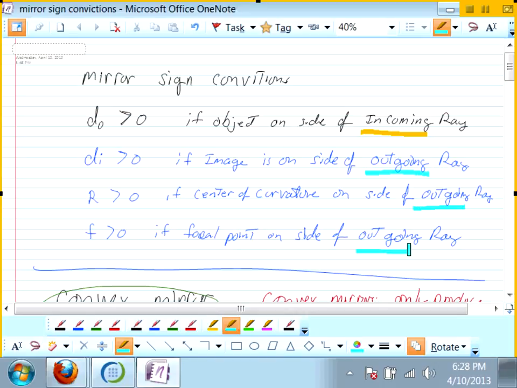Yeah? Andrew? For mirrors, yes. Our incoming and outgoing rays are on the same side for mirrors. Yes. Because we can use this exact same sign convention for lenses as well. And then we don't have to remember two sign conventions. That's the really important thing of getting this one straight.